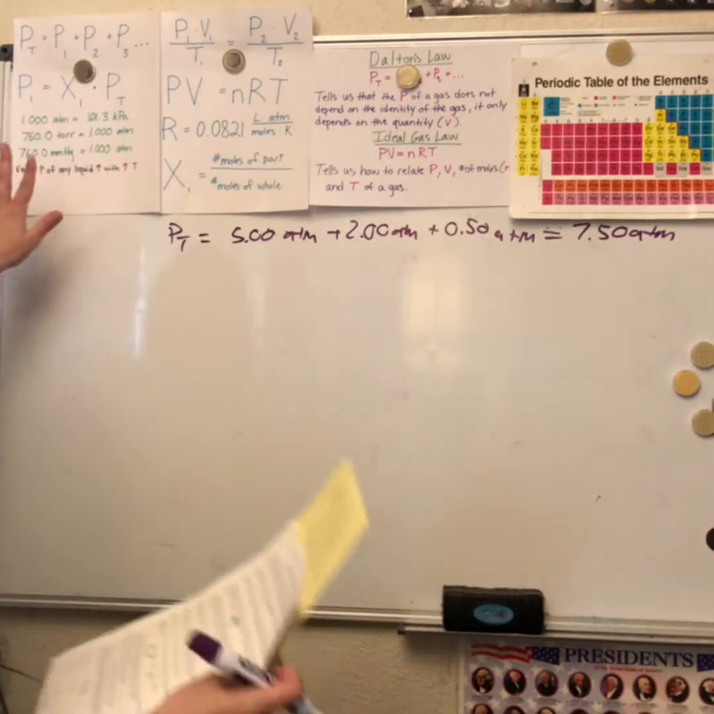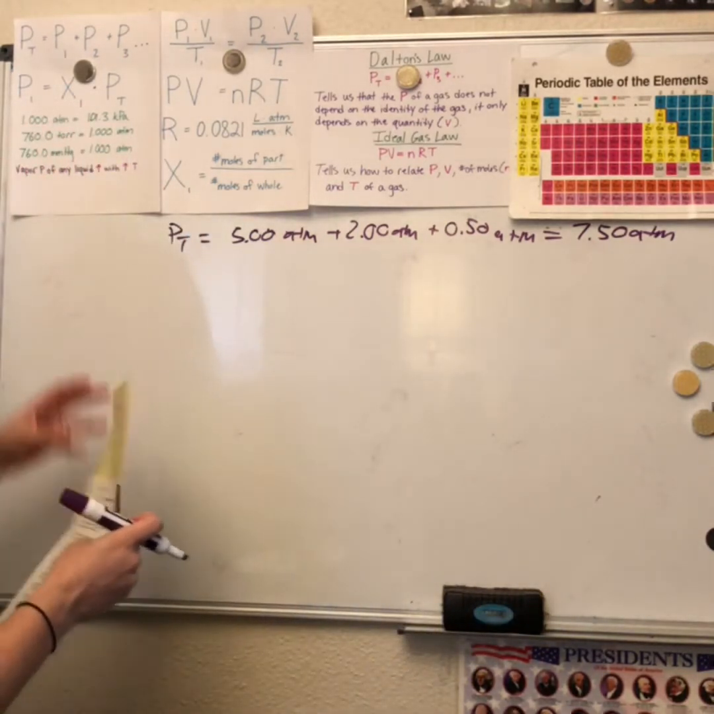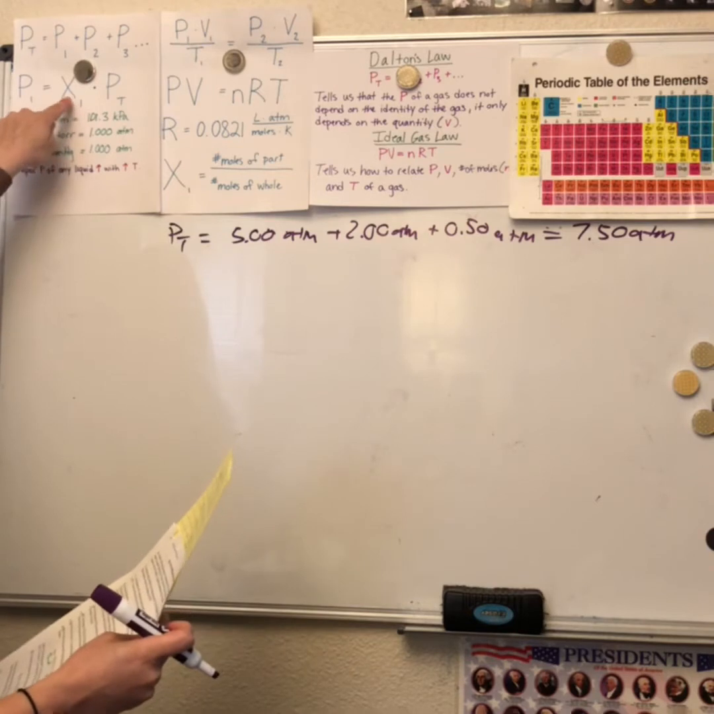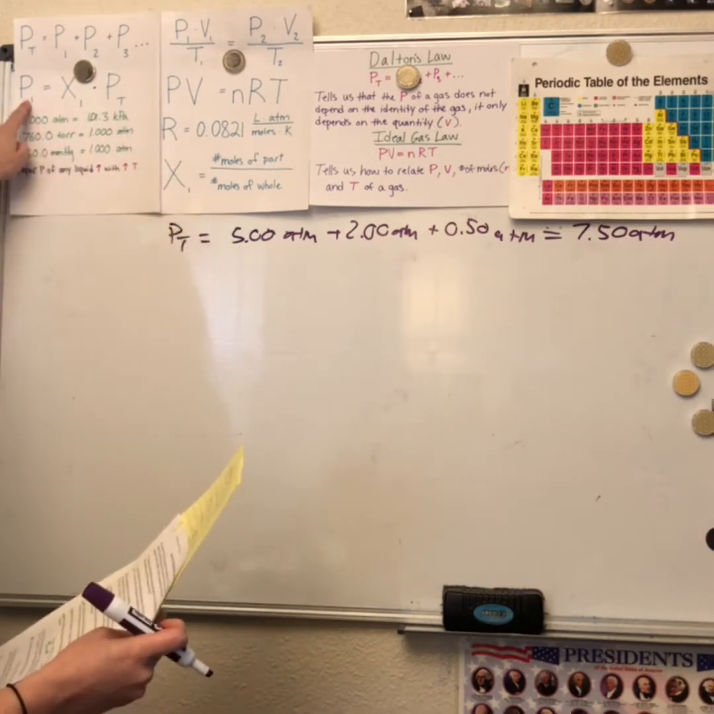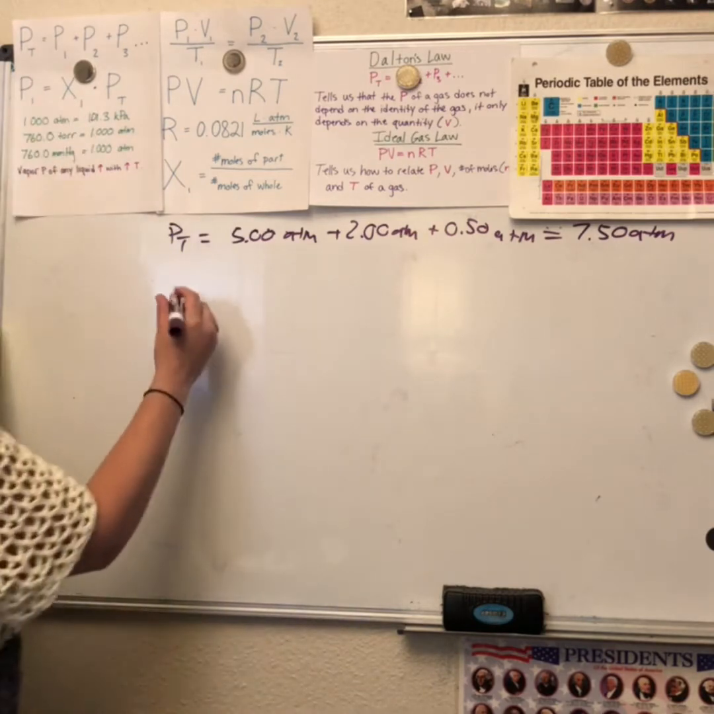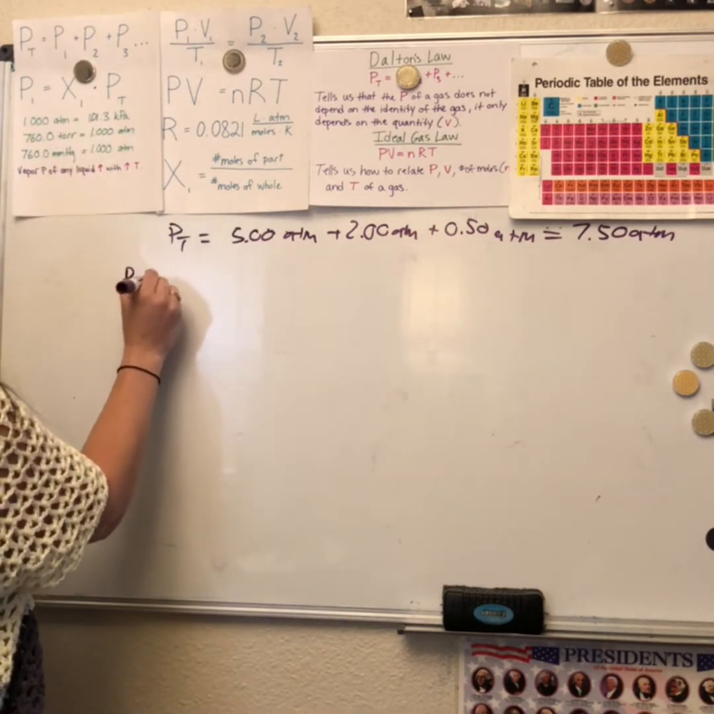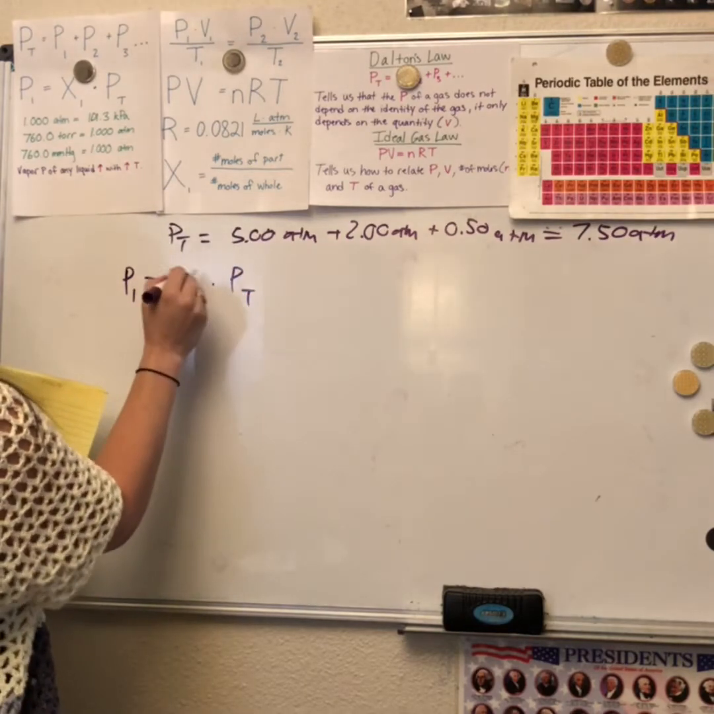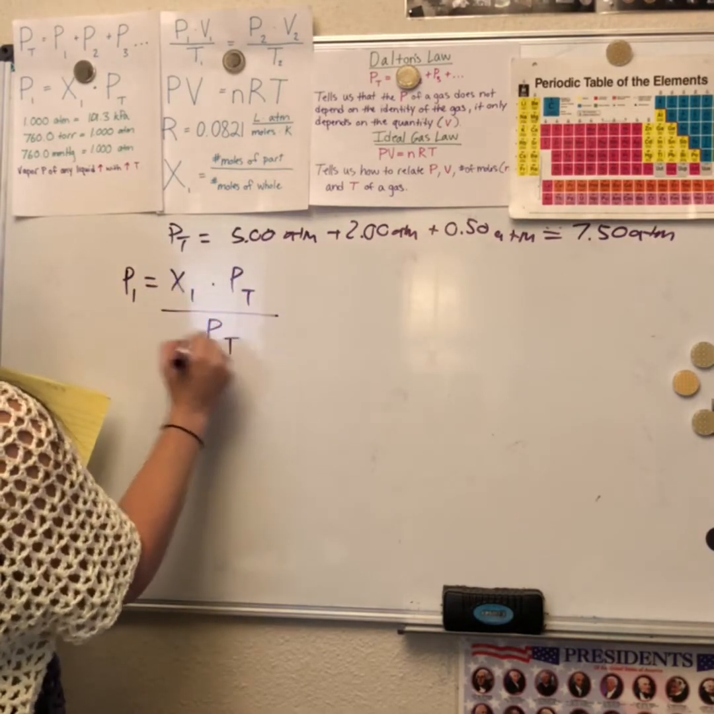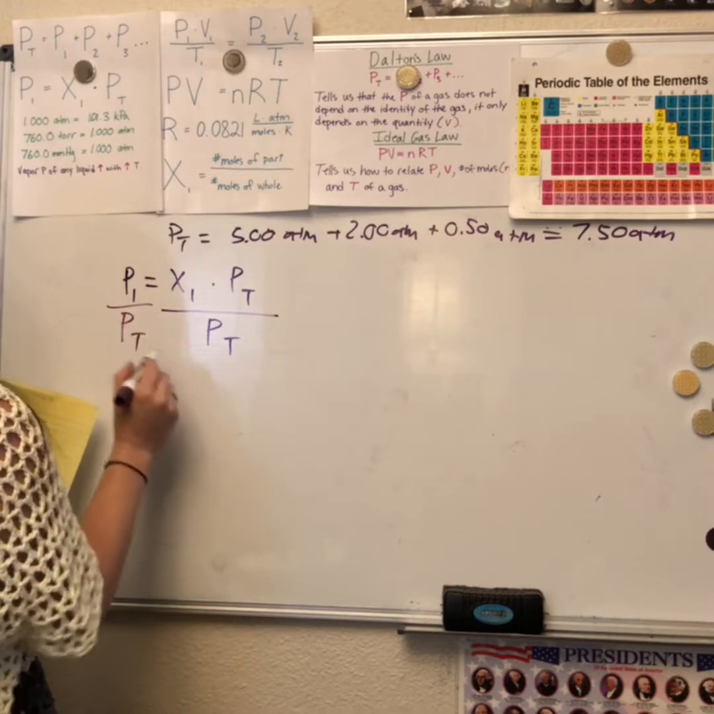So let's look up here. I know that I've got mole fraction, total pressure, and I know my partial pressure. So I'm going to use this, okay? So I have P1 equals X1 P total. I'm trying to solve for this one, okay? So I'm just going to go ahead and move this with algebra.